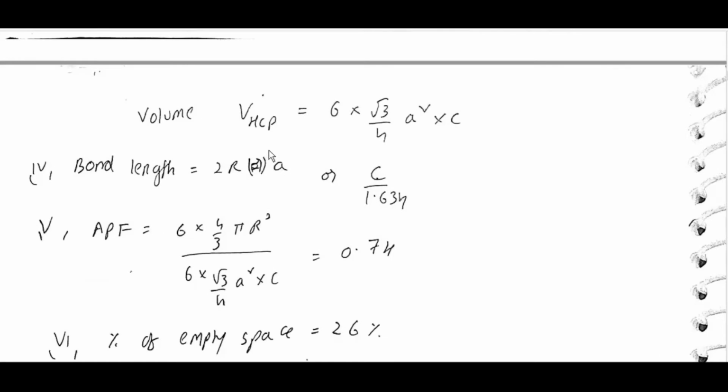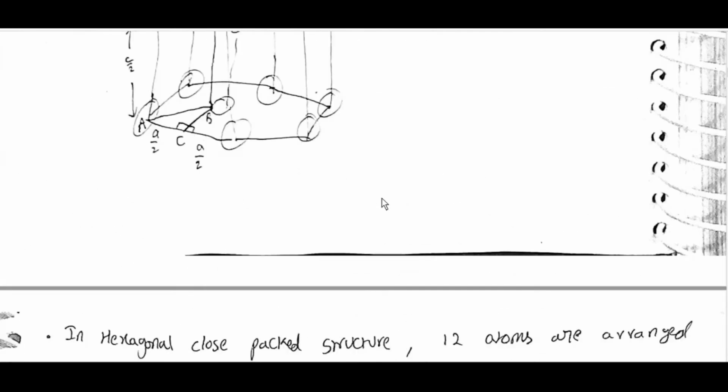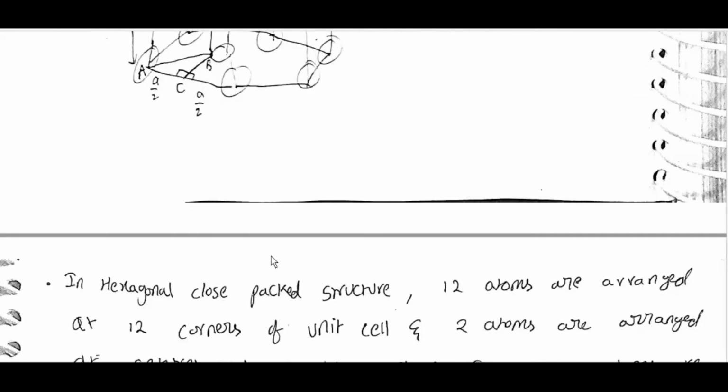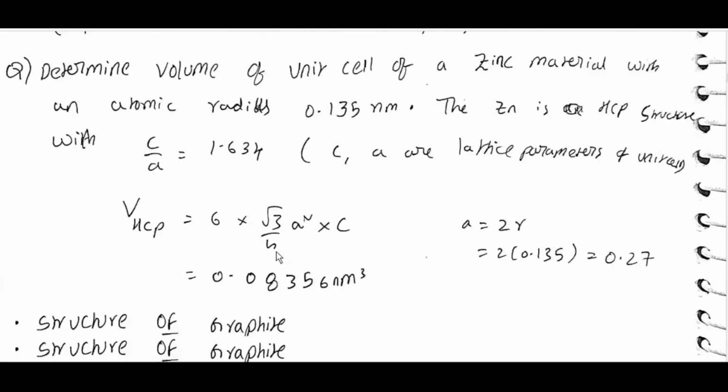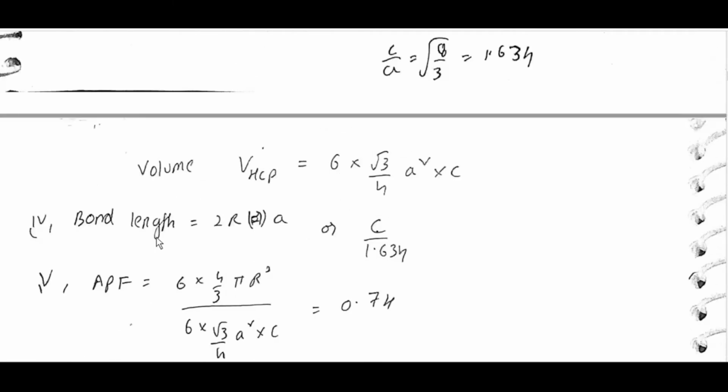Volume of HCP is equal to 6 into root 3 by 4 a square into c. Root 3 by 4 a square is the area of an equilateral triangle, and the base has 6 equilateral triangles of side a. So the volume is 6 into root 3 by 4 a square into c. Bond length is equal to 2r, or a, or c by 1.634.